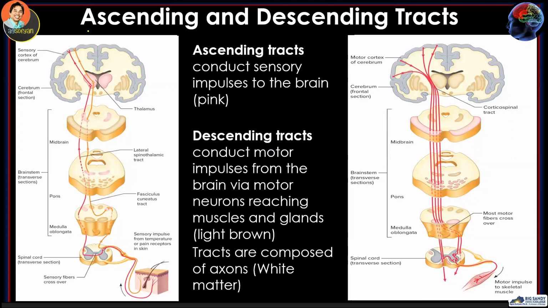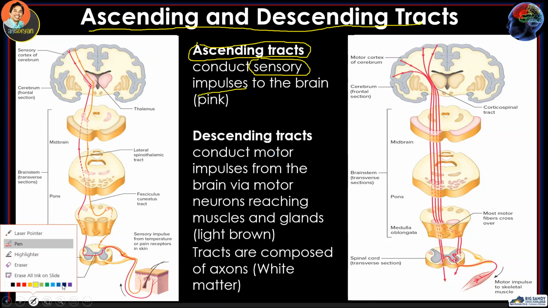We also talk about the ascending and descending tract in the spinal cord. So again, the ascending means up. This is the tract that carries information up to the brain, from the spinal cord up to the brain. Of course, it's going to carry the sensory information, sensory impulses. So it will be coming from the receptor first.